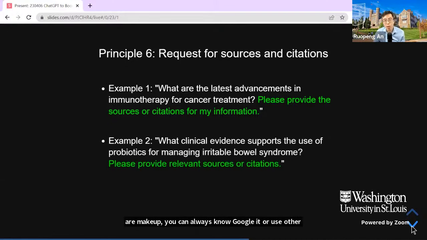Another example would be, what clinical evidence supports the use of probiotics for managing irritable bowel syndrome? And instead of just asking a question, you just add another specification. Please provide relevant source of citations.